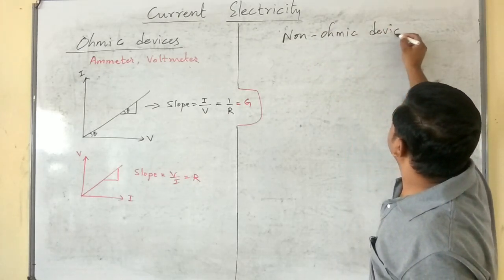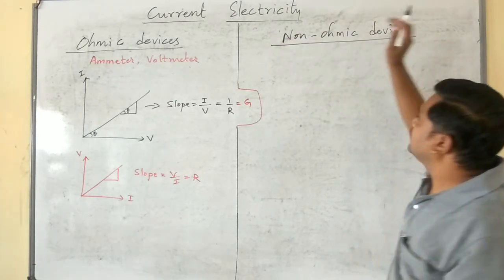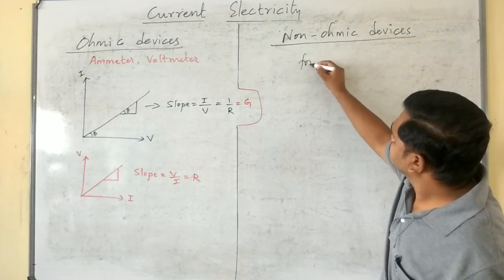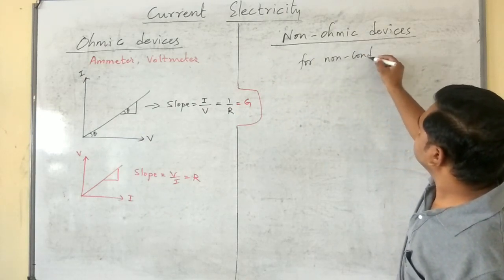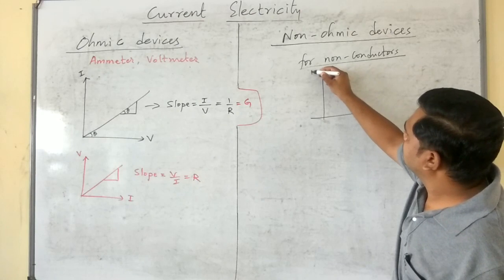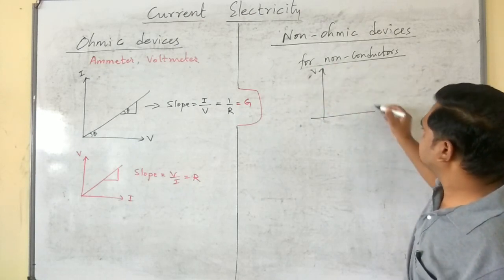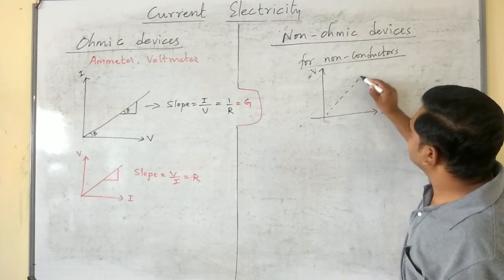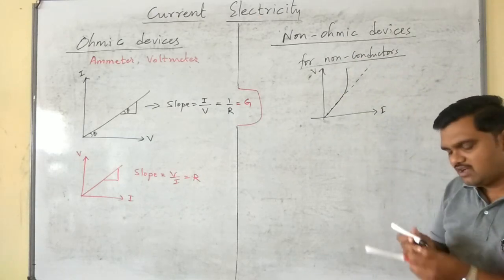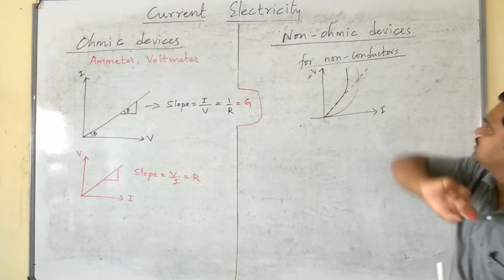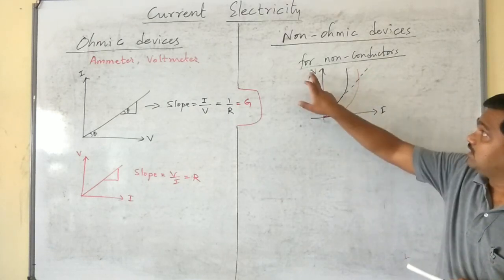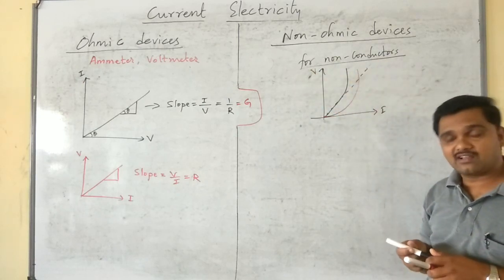See here. For non-conductors, the graph will come like this. I versus V, or simply V versus I. For ohmic devices, the graph would have been like this, but here it takes slight deviation, or it may also represent like this. So either this one or this one we can take as a graph of V versus I for non-conductors.